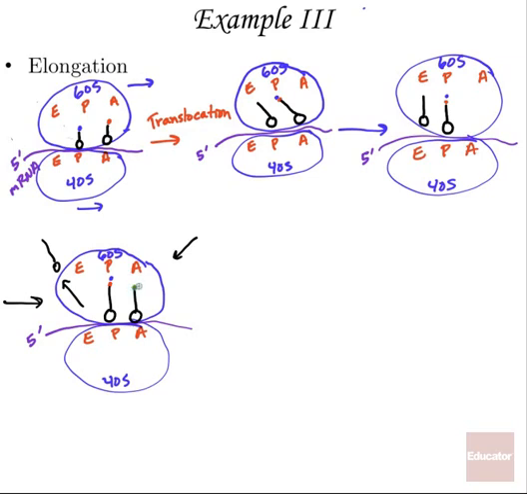So now you can just look, this would be the next step, and it would follow to here and then back to here again. So that would continue over and over again until we hit a stop codon, in which case we will go through termination.